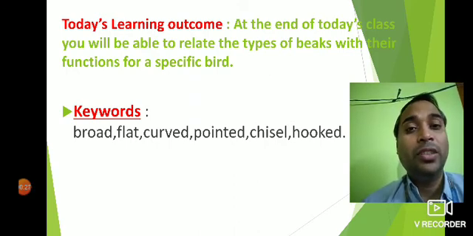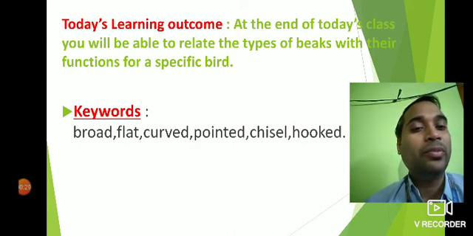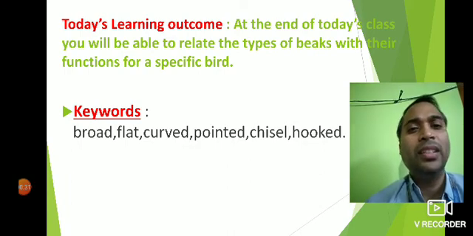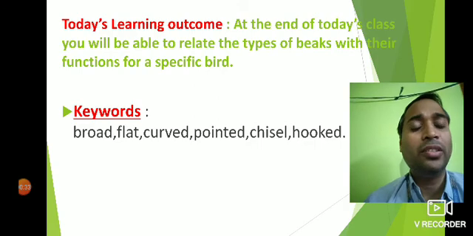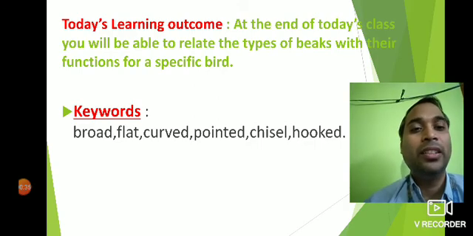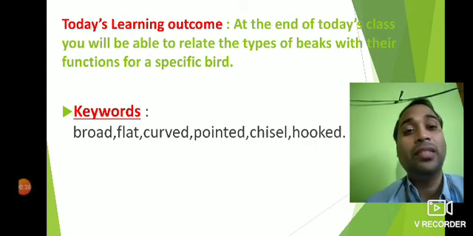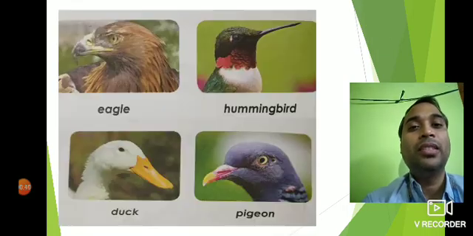So these are the keywords: broad, flat, curved, pointed, chisel, hooked. Basically these are the types, or the structure, of beaks in a bird. Please try to remember these keywords. So let's start today's class.